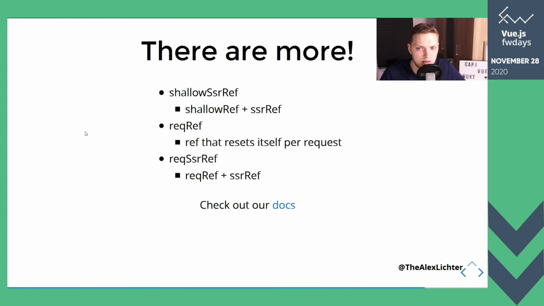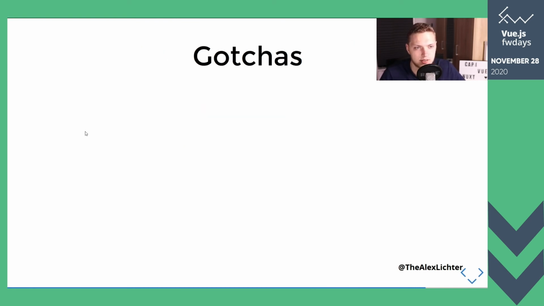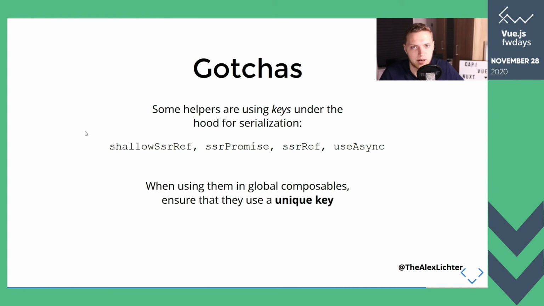But I think what is equally or even more important are the gotchas. Yeah, there's always something, right? So some helpers are using keys under the hood for serialization, which is most important. Our composables useAsync, which we've seen before, but also SSR ref and the shallow version, and SSR promise, which I haven't even mentioned yet. So if you want to know more about it, check out the docs. So when you use these helpers in global components, then please ensure that they use a unique key. And now I say a unique key? Where do you have to set the key? Yeah, I haven't told you yet.